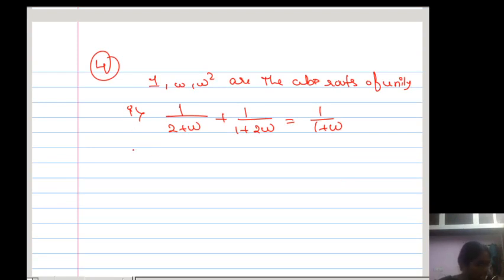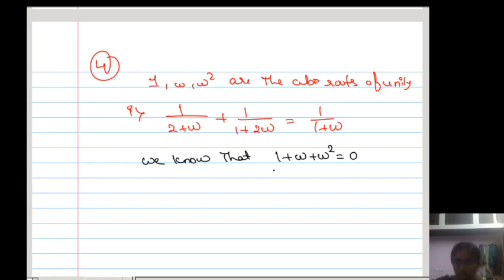So in a similar way we have given three problems. First, let us discuss the first problem. What is the given information? 1, omega, omega square are the cube roots of unity, which means we know that the sum of the cube roots of unity is 0: 1 plus omega plus omega power 2 equals 0. If you substitute here, you get zero.